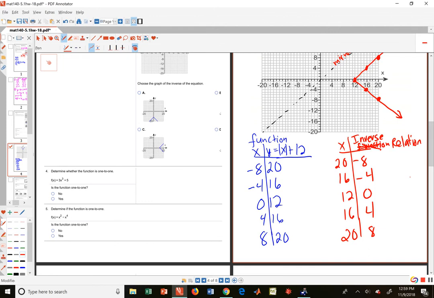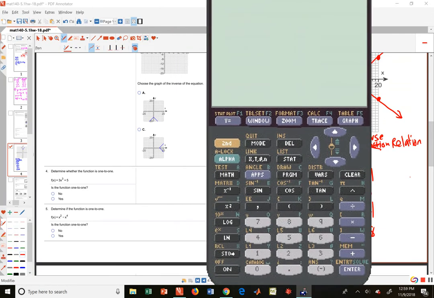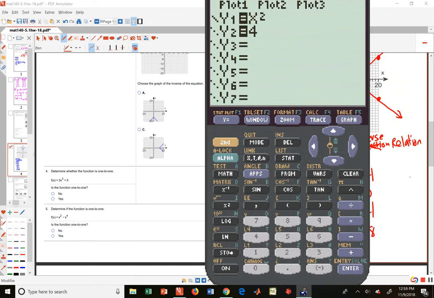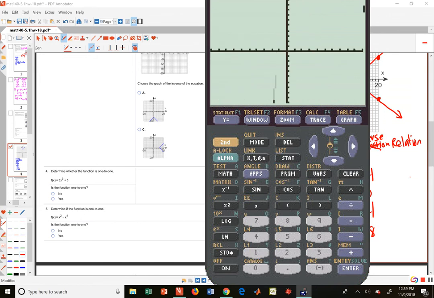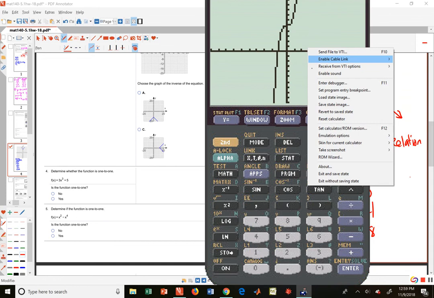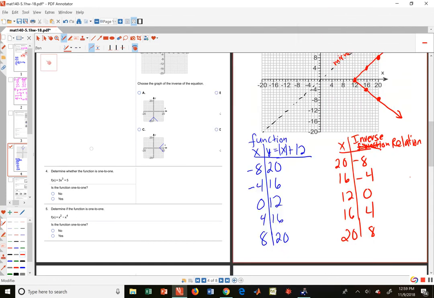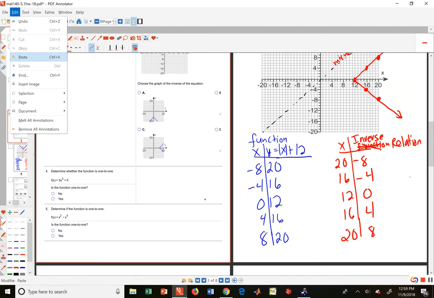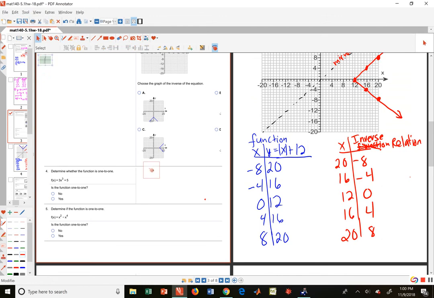This just says determine whether the function is 1-to-1. I would just throw that in your calculator and see if it is 1-to-1. We haven't talked about the definition of 1-to-1, but 1-to-1 basically means the inverse relation is actually a function. What you want to do is, for every horizontal line, let me take a screenshot of this, you want it to pass a horizontal line test.